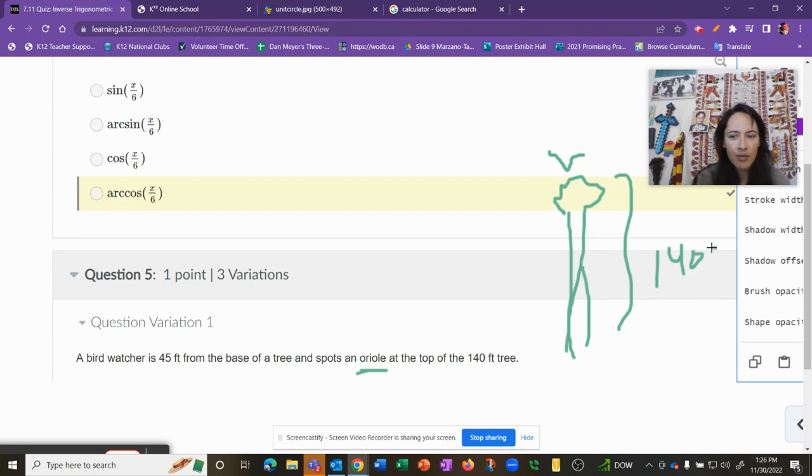What am I going to draw? What do you think I'm going to end up drawing? If you said triangle, you win. A little person. Hello, bird. 45 feet away. Draw pictures. This makes a right angle. Even though trees aren't perfectly straight up and down, that's a right angle.